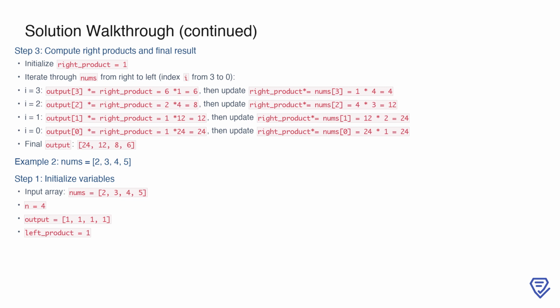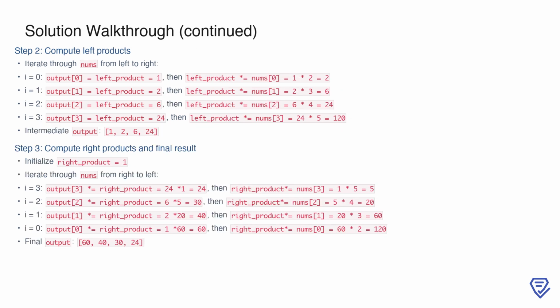Finally, at index 0, output 0, which is 1, is multiplied by right_product 24, giving us 24. Right_product is updated once more, but at this point, we have our final output array 24, 12, 8, 6. Now, let's look at another example with the input array 2, 3, 4, 5.